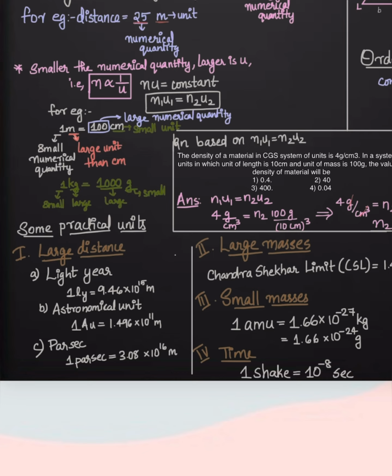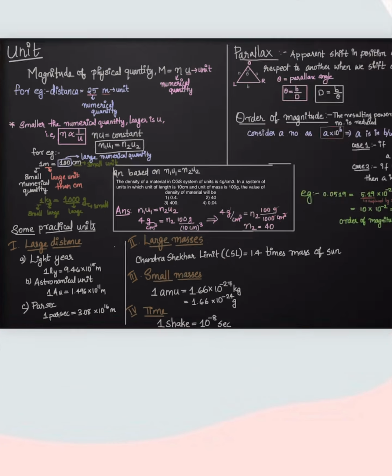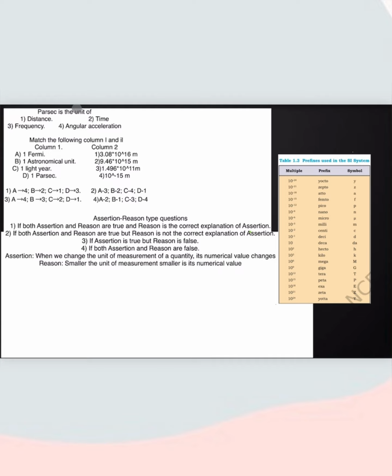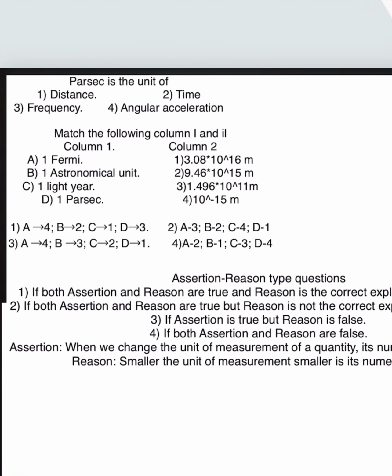1 parsec is equal to 3.08 into 10 raised to 16 meter. So, 1 light year is 9.46 into 10 raised to 15 meter, 1 astronomical unit is 1.496 into 10 raised to 11 meter, and 1 parsec is 3.08 into 10 raised to 16 meter. You have to learn this, because a question can be asked like: parsec is the unit of what? We have studied that parsec is the unit of large distance.